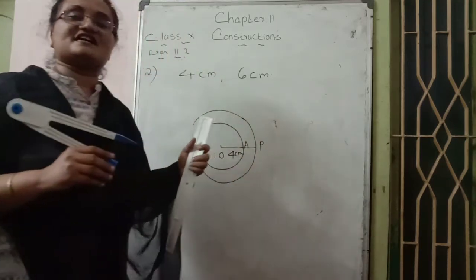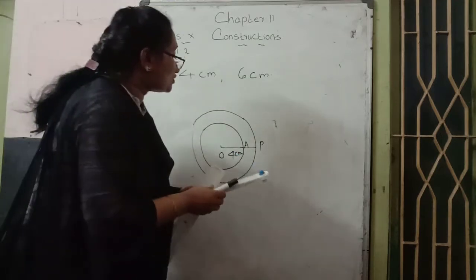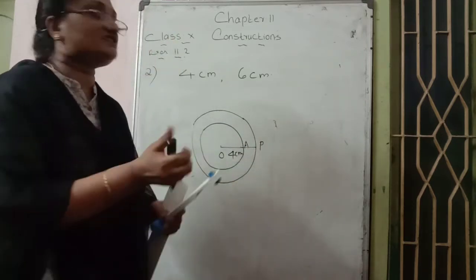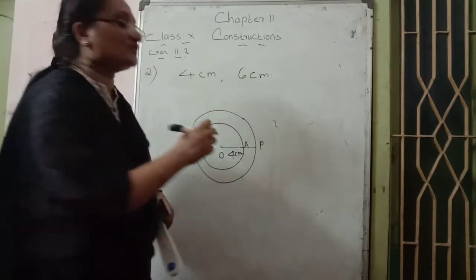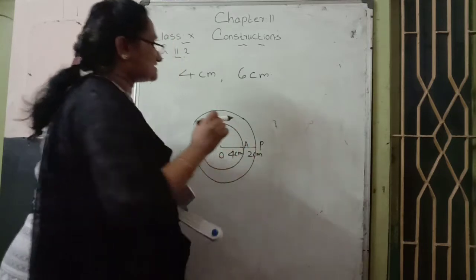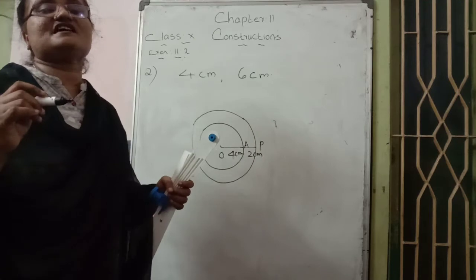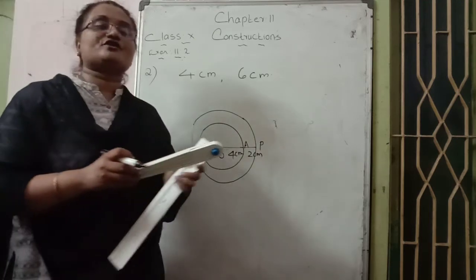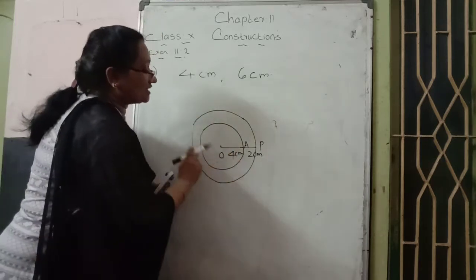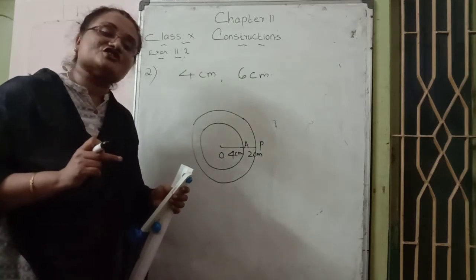OP represents the radius of the outer circle. How much distance? O to A represents how much? 4. Then A to P, how much do we get there? 4 is added with 2, we get 6. So the O to P distance represents how much? 4 plus 2 becomes 6 centimeter. Then here also draw the perpendicular bisector. We want to construct the tangent for the first circle. How to draw the tangent to the first circle?